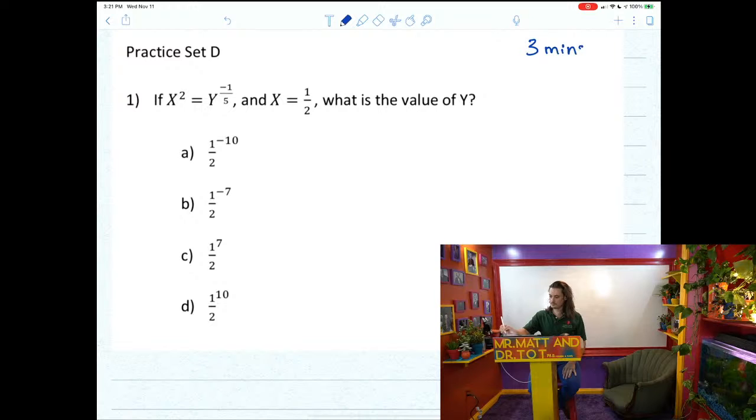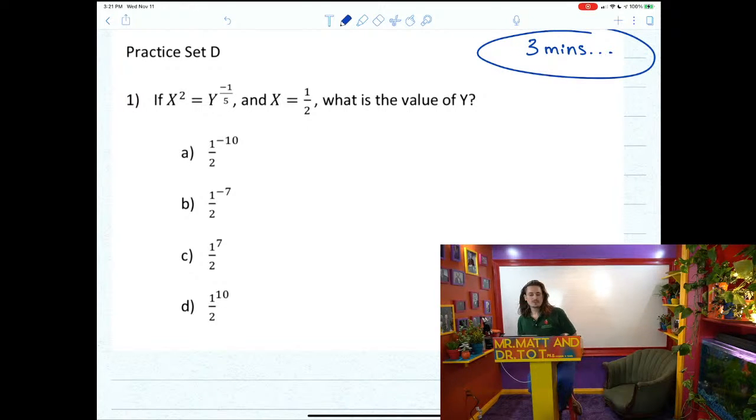Number 1, I'm sorry, always forgetting to read the question. Number 1 says, if x squared is equal to y raised to the negative 1/5 power and x is equal to 1/2, what is the value of y? A is 1/2 raised to the negative 10th power, B is 1/2 raised to the negative 7th power, C is 1/2 raised to the positive 7th power, and D is 1/2 raised to the positive 10th power.